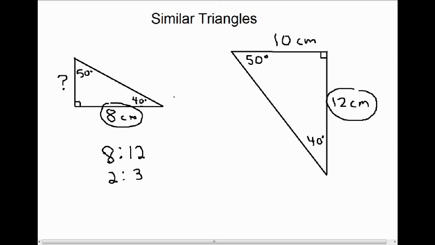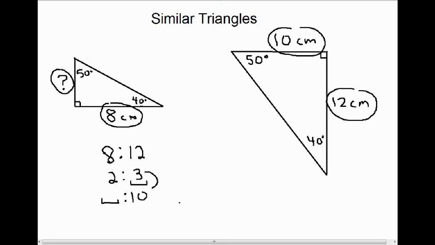Now, what we're looking for here is this unknown side, which is between the 50-degree angle and the 90-degree angle, which I've given here on the bigger one. So on the bigger one, it's 10 centimeters. So if we look at our ratio here, we know the second number goes with the bigger triangle. So that's our 10 centimeters, and it's something to 10. Now, here's where we run into a little bit of difficulty, because it's not so obvious to see how we change 3 to 10. Well, we have to multiply it by something.